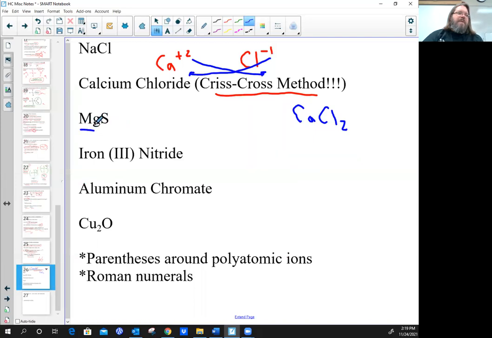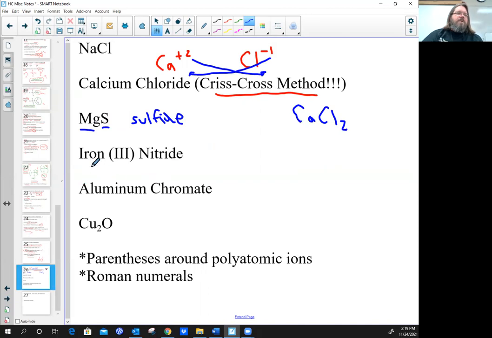MgS, magnesium S. What is that on the common ion sheet? It's not sulfur, it would be magnesium sulfide. I-D-E ending, right? An IDE ending is a dead giveaway that it is an ionic compound.